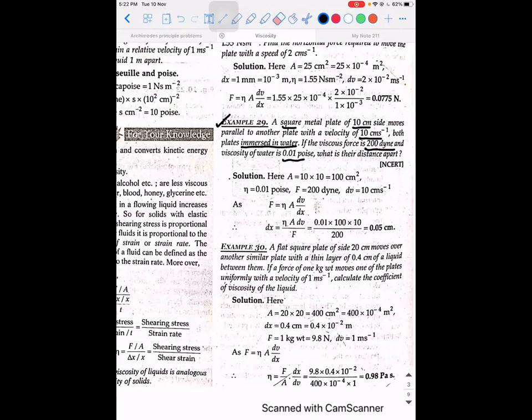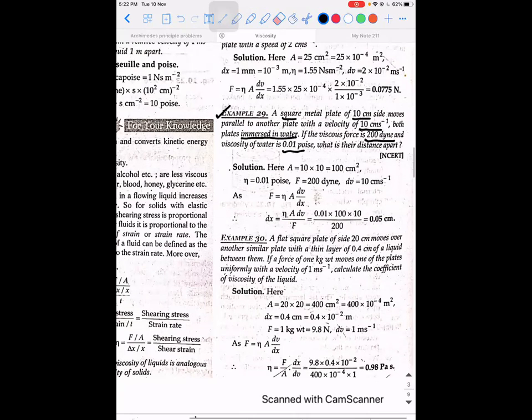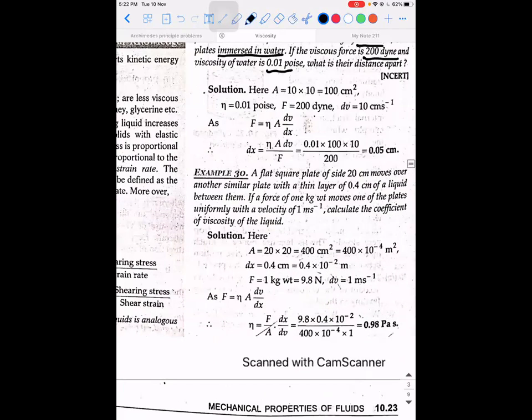Done? Yes, sir. Next, 30th one. There is a flat square plate of side 20 centimeter. Again, the area is given. It moves over another similar plate with a thin layer of 0.4 centimeter of liquid between them. A force of 1 kilogram weight, and 1 kilogram weight is how many Newton? I already told you, 1 kilogram weight is 9.8 Newton or 980 dyne, moves one of the plates uniformly with a velocity of 1 meter per second. Calculate the coefficient of viscosity of the liquid.